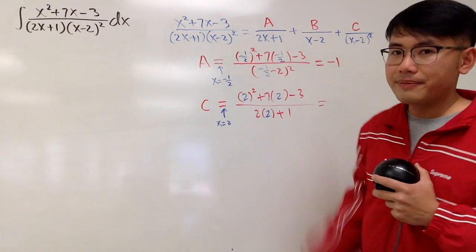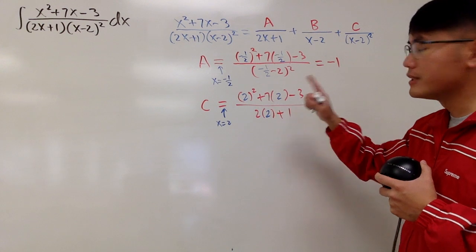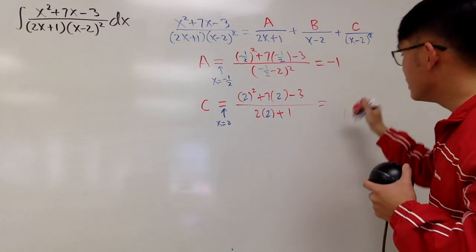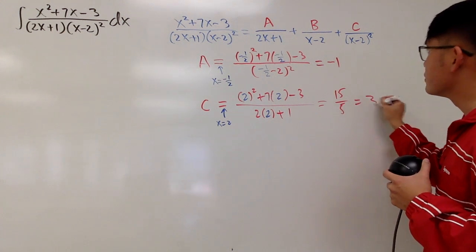This has been covered up already. And now let's do this. This is 4 plus 14, which is 18. Minus 3 is 15. On the bottom, this is 5. So all in all, we get 3.